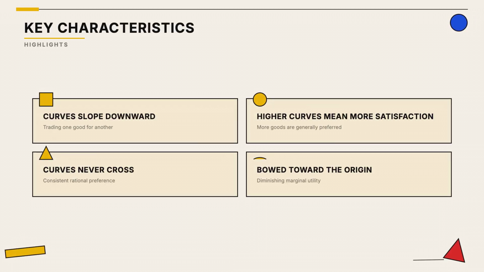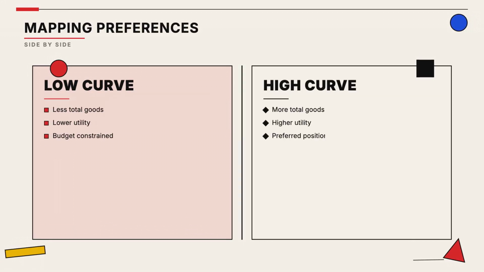They always slope downward because if you gain more of one item, you must give up some of the other. When you look at a map of multiple curves, a consumer will always prefer to be on a curve that is further from the origin.